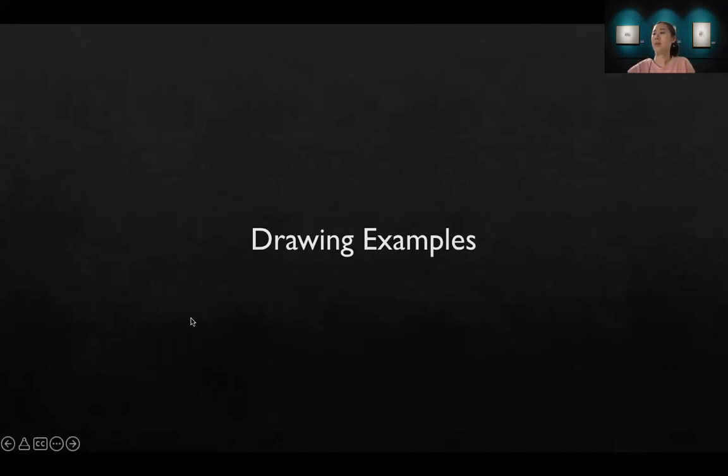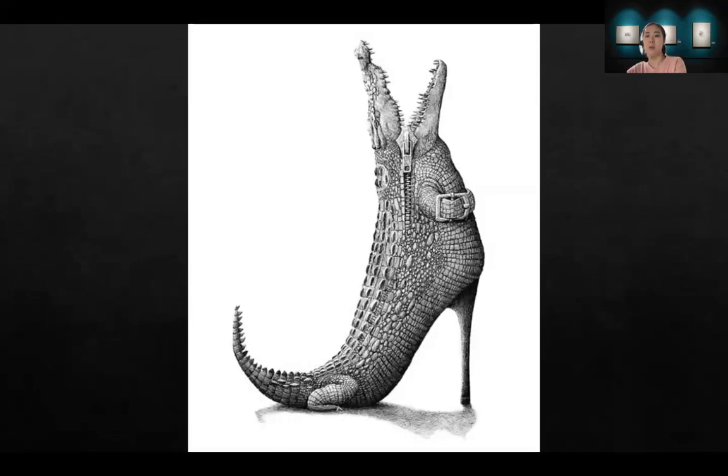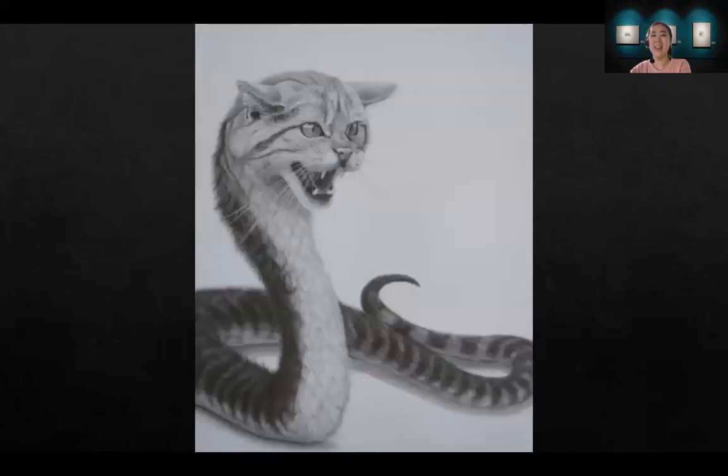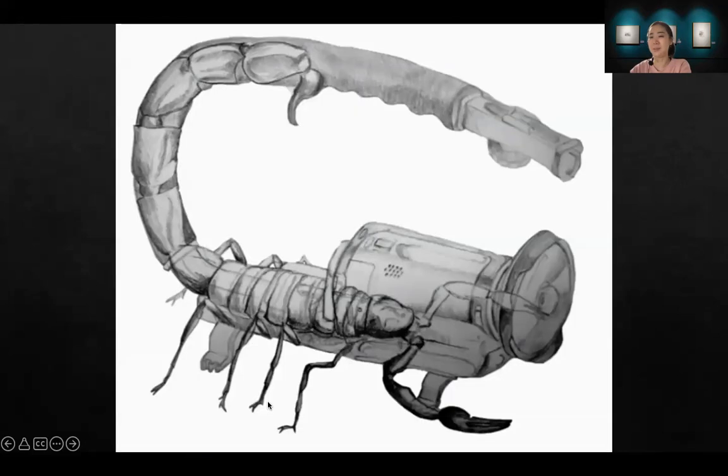All right, so let me share more examples. Oh, it's an alligator heel. Very creative, right? And a cat snake. Look at the skin, it's made like the cat's fur. Very cool. Oh, I love this. Now, it's a mushroom scallion. I'm sorry, scorpion.